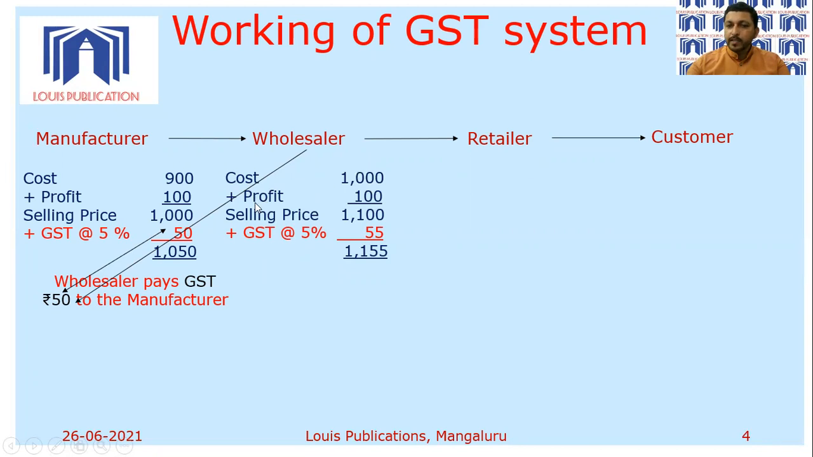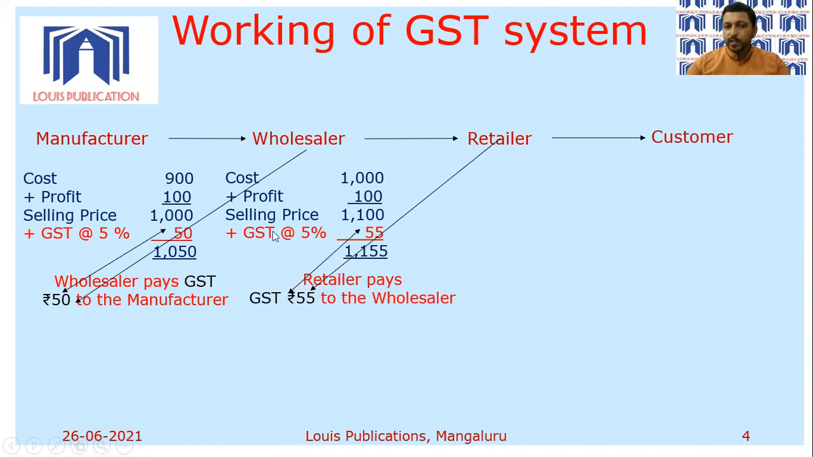The wholesaler will add his share of profit of 100 rupees. This is just an assumption that I'm taking. So the selling price from the wholesaler's point of view is 1100. Now on this 1100, he is going to collect GST from the retailer. The rate is the same at 5%, and 5% of 1100 rupees is rupees 55. So the retailer is going to pay rupees 55 to the wholesaler. And this is the 55 rupees that we are talking about. We have it right here.